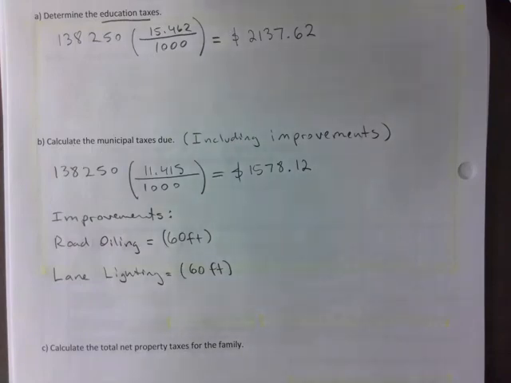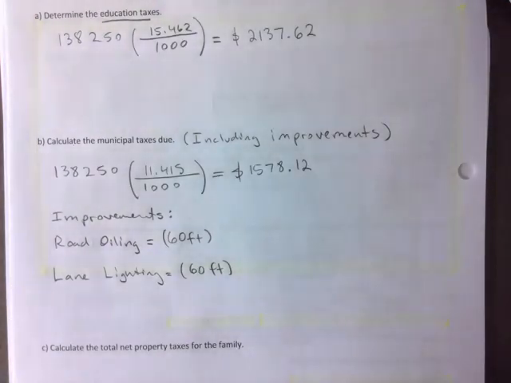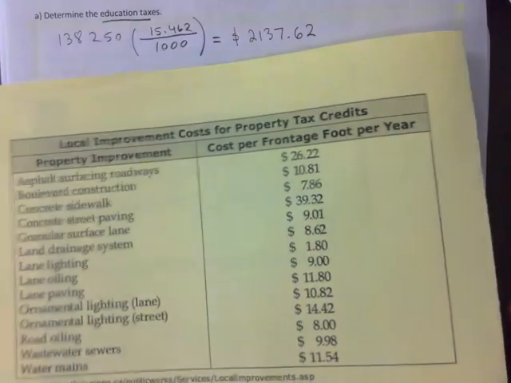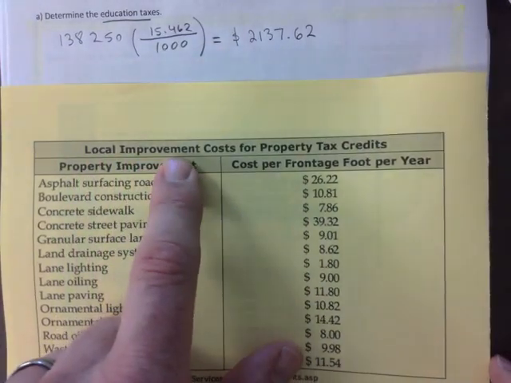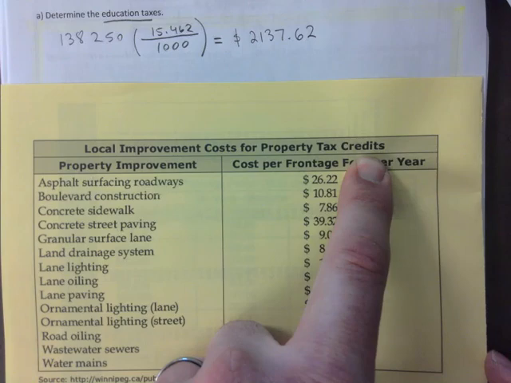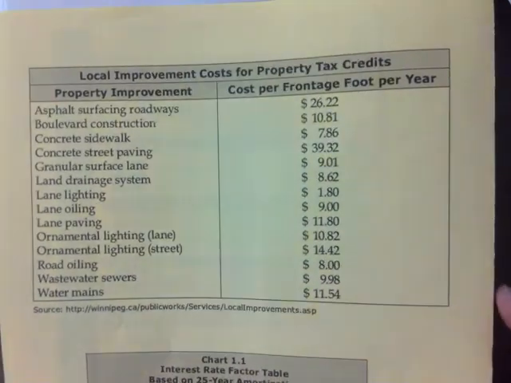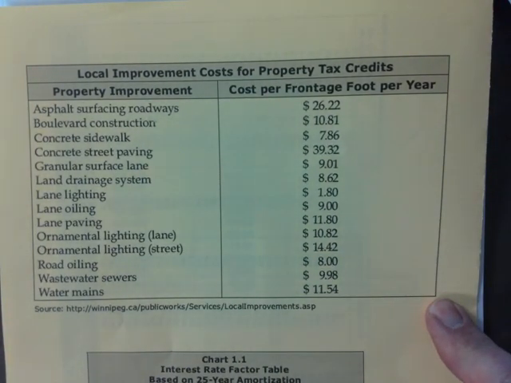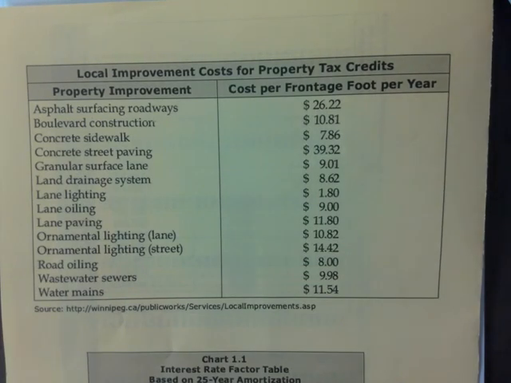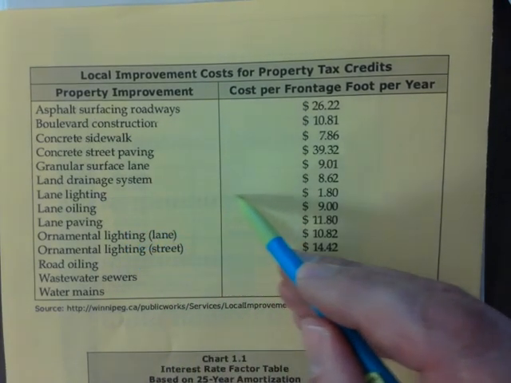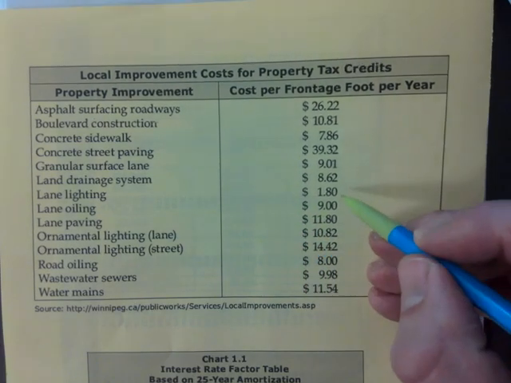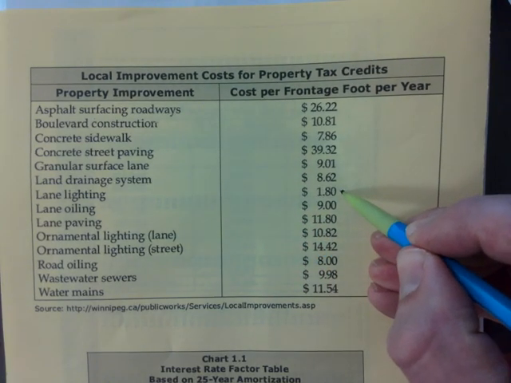This is where your yellow table comes in. I'll tell you that most of the time on a test or AC, I will give you the number. But this is straight from the city of Winnipeg. I'm not making this up, okay? This is from the city of Winnipeg. Go find local improvement costs for property tax credits. And you go find lane lighting. You see it? Lane lighting is right there. That's 180. So I'll put a little dot there.